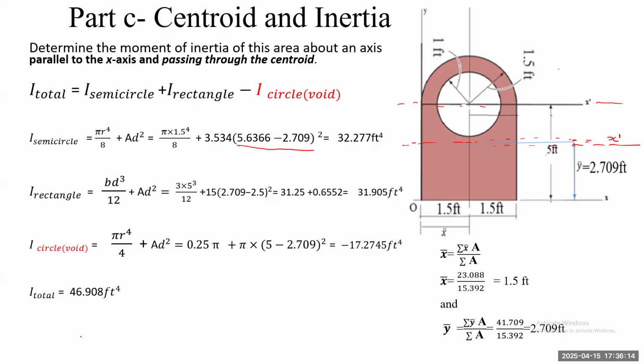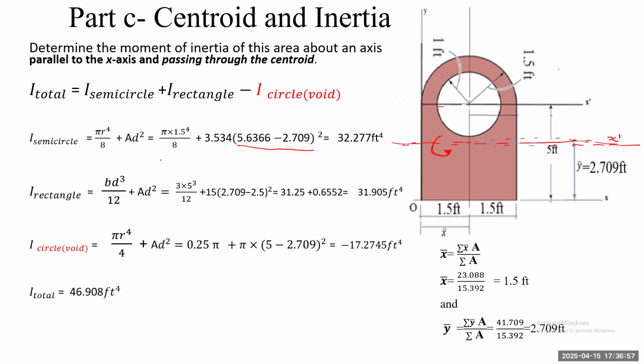Let me erase the first one for clarity. Hold on, going too fast. The first one is not your x. You're looking for an axis that is going to be parallel to the x-axis. It says an axis parallel to the x-axis and passing through the centroid. So this is the centroidal axis. The body tends to want to turn around the centroidal axis, so you must find all the inertias for all of the figure around that.